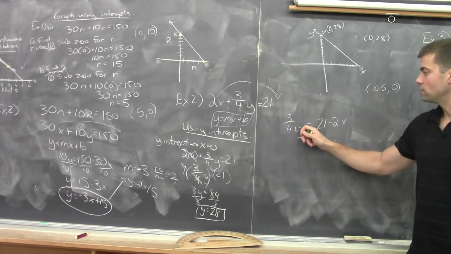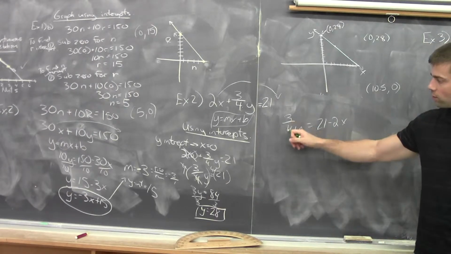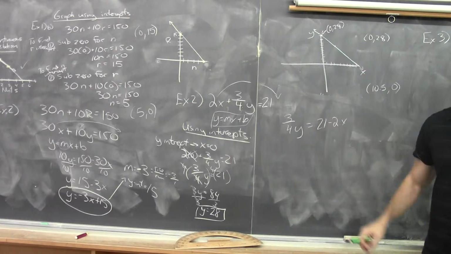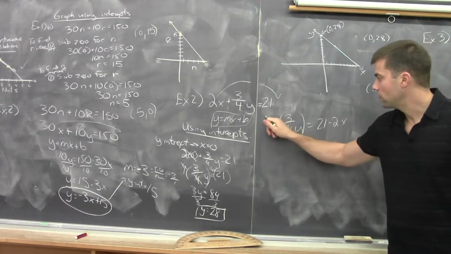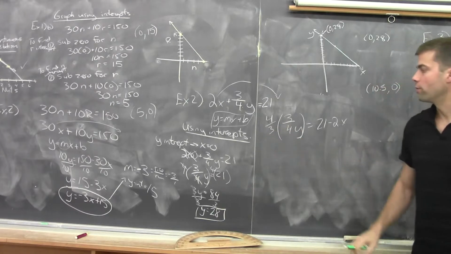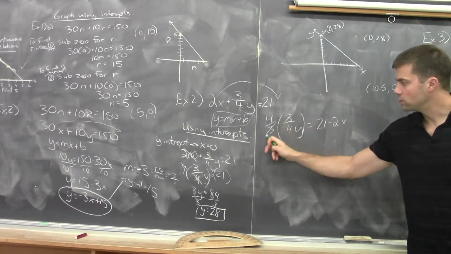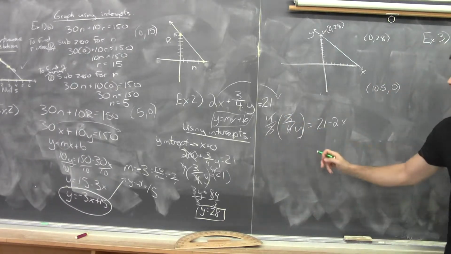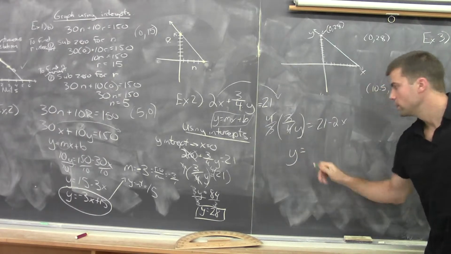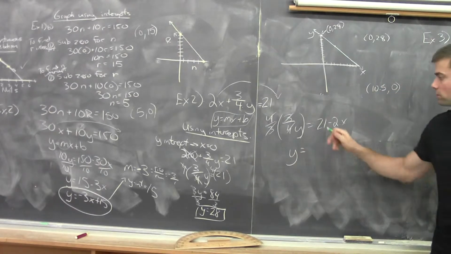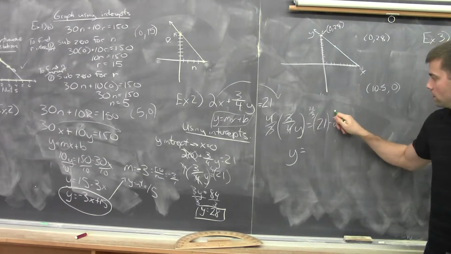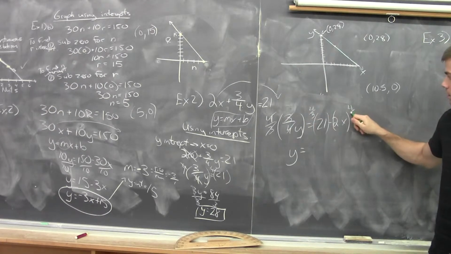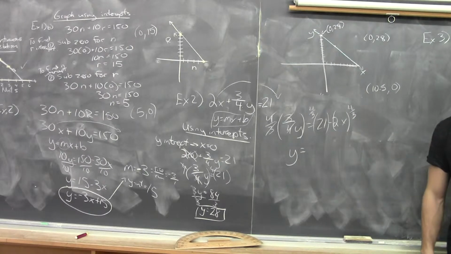Okay, now to get y by itself, I need to multiply everything by the reciprocal of this. So I'm going to multiply everything by 4 over 3. And what that allows me to do is these cross out, so I just have y on the left-hand side. But I need to multiply each term here by 4 over 3. Any questions there? What I'm doing?